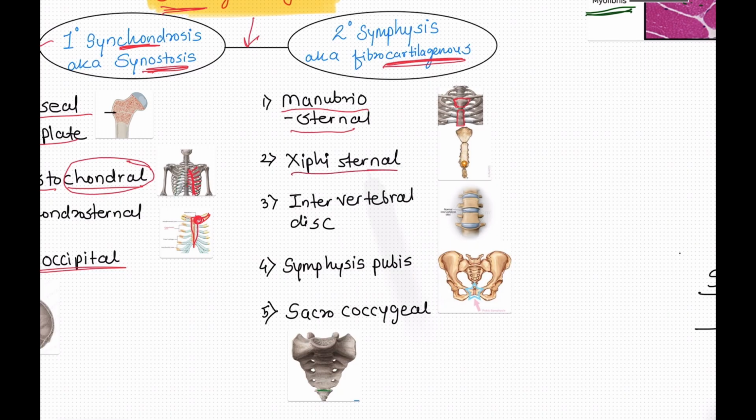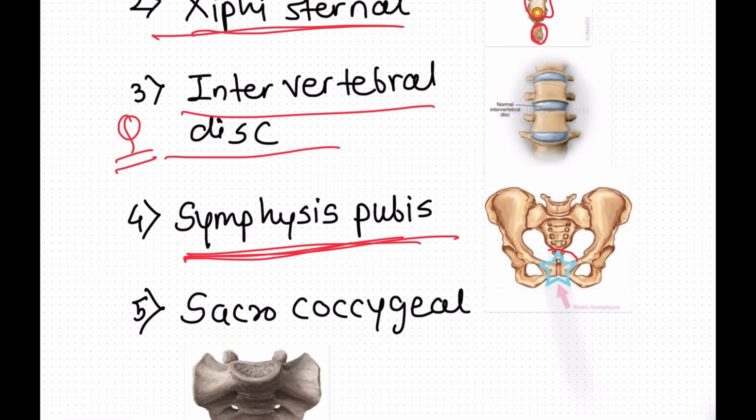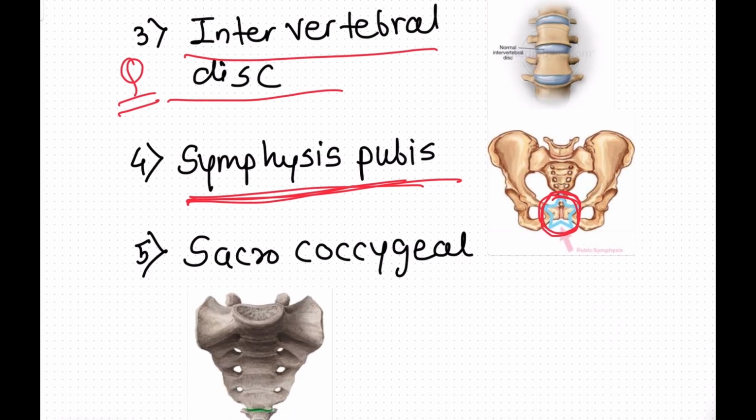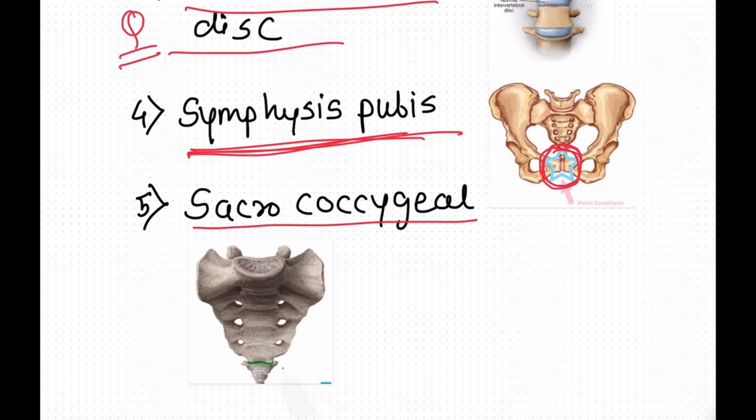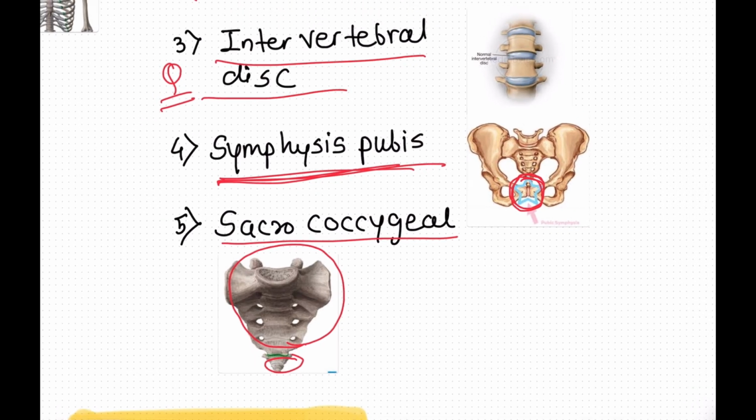Then xiphisternal joint. Okay, so this is xiphoid process, and then this is the sternal part. It is also secondary symphysis. Then comes intervertebral disc. This is important. Remember, intervertebral discs are fibrocartilaginous joints or secondary symphysis. And then symphysis pubis. It is joining two hip bones anteriorly. Okay, pubic symphysis. And then sacrococcygeal joints. This is coccyx and this is sacrum. Okay, sacrococcygeal joint is also known as fibrocartilaginous joints.